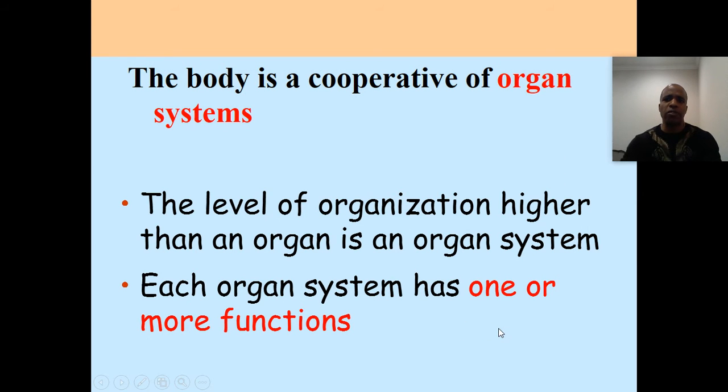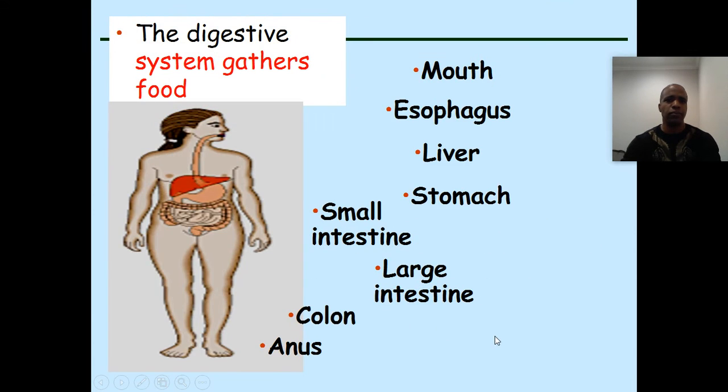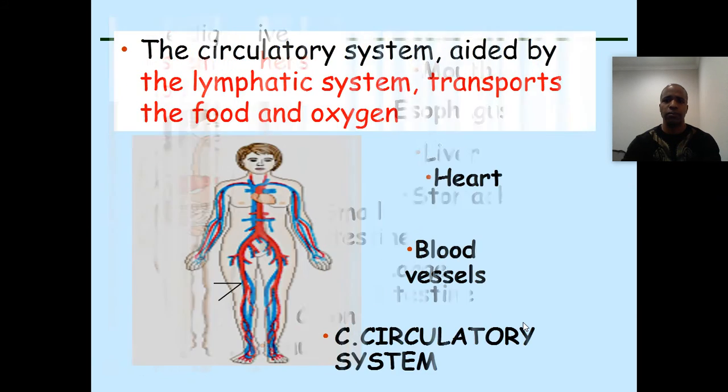The body is a cooperative of organ systems. The level of organization higher than an organ is an organ system. An organ system has one or more functions. The digestive system gathers food. It's the mouth, esophagus, liver, stomach, small intestine, large intestine, colon, and the anus.